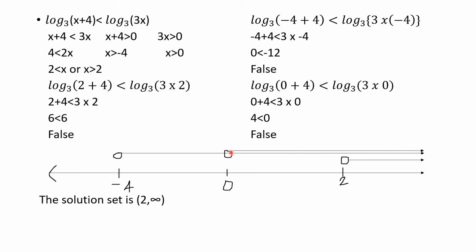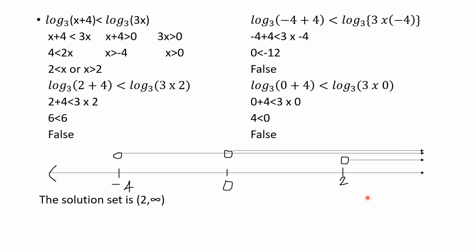Same here with 0, it's wrong, so we don't shade the circle. And the arrow goes to the right as well. And for -4 here, we draw a circle with no shade because it's wrong, and then we just draw the line here, and the arrow points to the right because of the greater than sign.